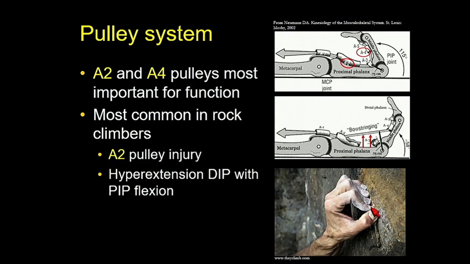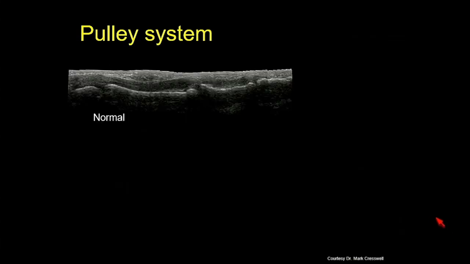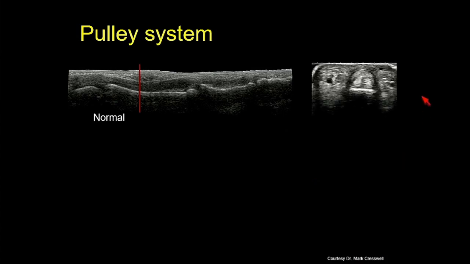You can see people with rock climbing, when they have hyperextension of the DIP and hyperflexion of the PIP, is typically how the tearing occurs. Here's an extended field of view. You can see here the MCP, PIP, and DIP joints, and just taking an axial image or a short axis image through this region here in the normal case, you can see again that very thin, imperceptible pulley, and the tendon is adjacent to the bone.